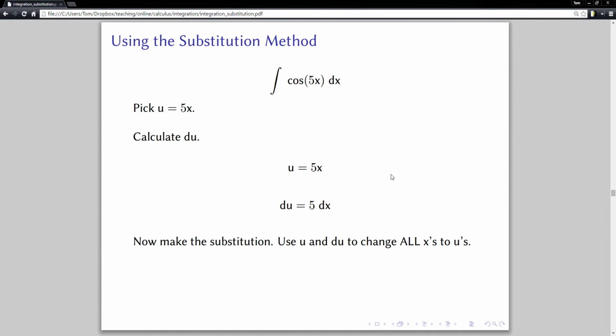Okay, so now what we're going to do is make the substitution. We're going to use this equation here, the u is how I usually refer to that, and du, this equation right here, to change all of the x's to u's. You don't get to change some x's and leave some x's and change some to u's. Every instance of the variable x in the problem must be changed to a u. So that includes this x in here, or 5x in here, and this dx also. That's what the dx and the du serve as: they tell you how to switch the dx over here to du.